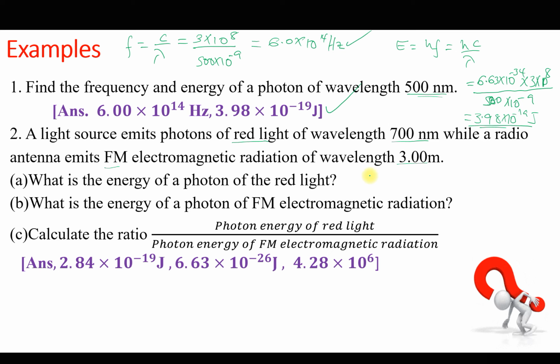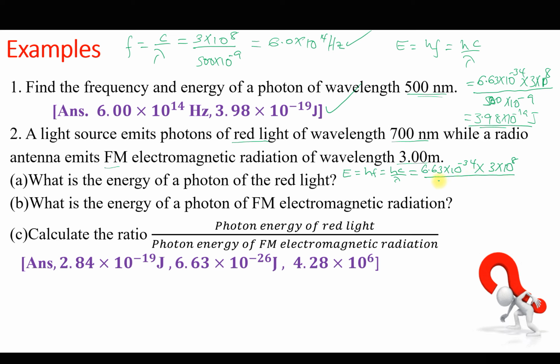So energy of a photon, we know that energy of a photon is hf, which is hc divided by wavelength, which is going to be 6.63 times 10 to the power of minus 34 times the speed of light, which is 3 times 10 to the power of 8, divided by the wavelength, which is 700 nanometers, that is 700 times 10 to the power of minus 9. So I'll press my calculator. From my calculator, this is 2.8 times 10 to the power of minus 19 joules.